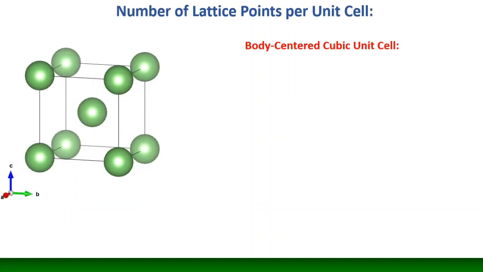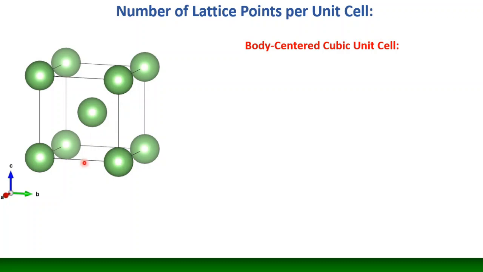Let's see how to calculate the number of lattice points per unit cell in a body-centered cubic unit cell. Here on the left, we can see a body-centered cubic unit cell. Body-centered cubic is usually called by the acronym BCC. As you can see, the unit cell is cubic, so all dimensions x, y, and z have the same lattice parameter.